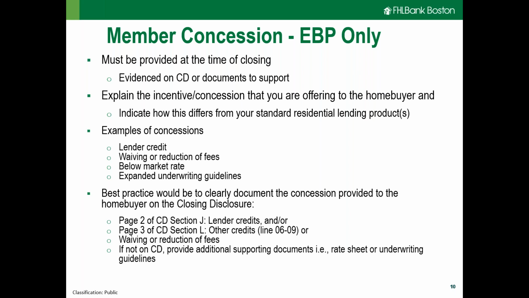Expanding your underwriting guidelines and saying that, you know, you're offering X, Y, and Z products and you're offering them to all your borrowers, that's not really providing them a concession. So when you're looking at the expanded underwriting guidelines, you're going to have to provide some sort of document, whether it is a printout of your procedures or your overlay matrix. So I would just caution, if you have those examples, to really make sure it's something that the home buyer is benefiting from.